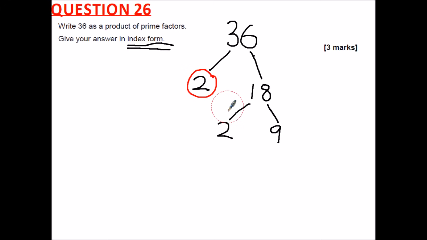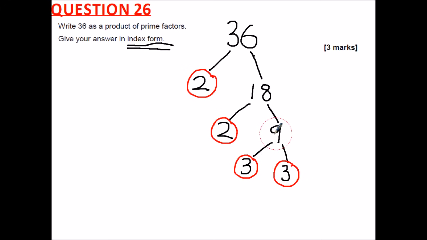Again, we get a 2, which is a prime number, so circle that too. 9, however, isn't prime because 9 we can divide by 3. 9 divided by 3 is 3, and now 3 is prime. When you've got primes at the end of each branch, then you stop. The final answer is all the numbers you've circled. So you've got 2 2s.